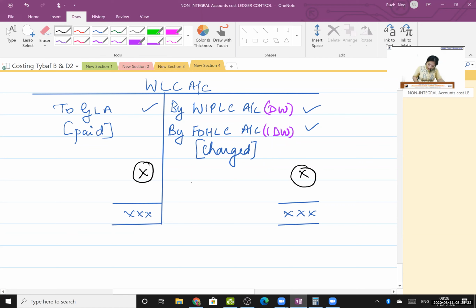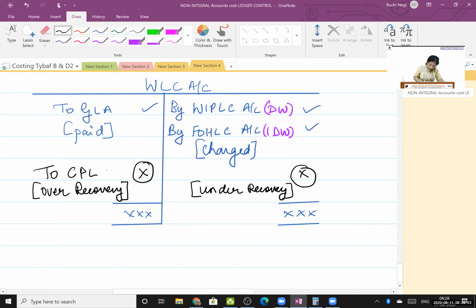So if the balancing figure is on this side, then this is called under recovery or under absorption. And if it is here, it is known as over recovery or over absorption. And it is charged to cost in P&L.